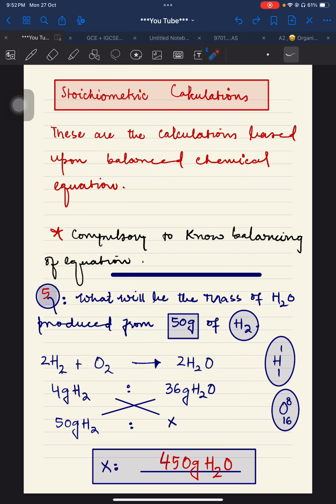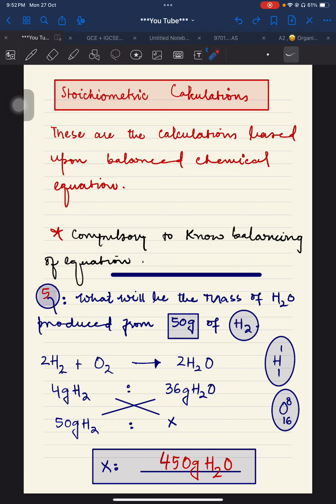Nothing else is needed related to oxygen, so we are not going to consider oxygen in further calculations. We can say that 4 grams of hydrogen is giving you 36 grams of water. What about the 50 grams of hydrogen? It will give you X. So you just cross multiply and the answer is 450 grams of water. Whatsoever the answer is, that's not our concern.